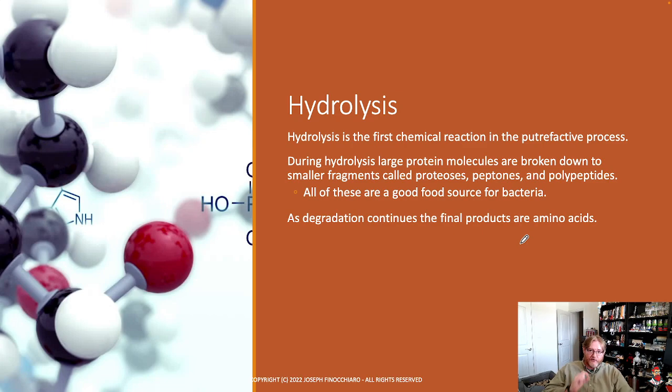Hydrolysis is the first chemical reaction in the putrefactive process. During hydrolysis, large protein molecules are broken down to smaller fragments called proteoses, peptones, and polypeptides, and all of these are good food sources for bacteria. As degradation continues, the final products are amino acids. Big thing, protein. Smaller things, proteoses, peptones, polypeptides. You break those down even further, you have amino acids.